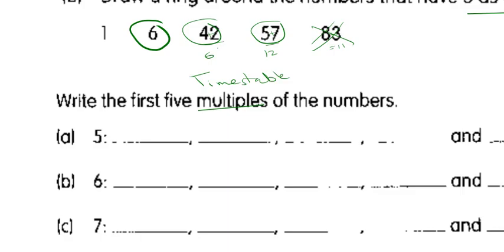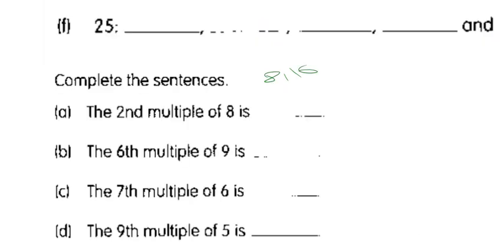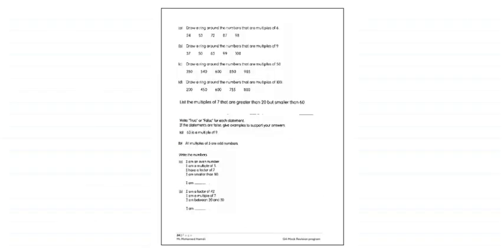Write the first 5 multiples of the numbers. 5, 10, 15, 20, 25, and 30, and so on. The second multiple of 8 is 16. So 16 is the second multiple of 8. The sixth multiple of 9, I mean 6 times 9, gives me 54, and so on.